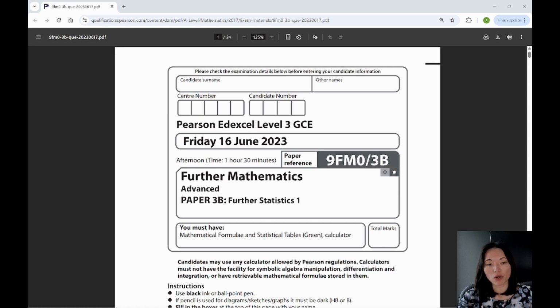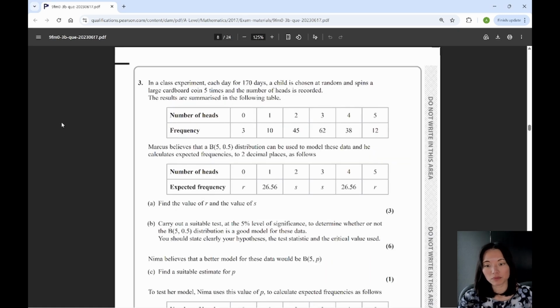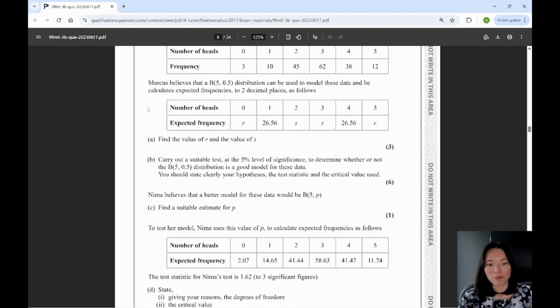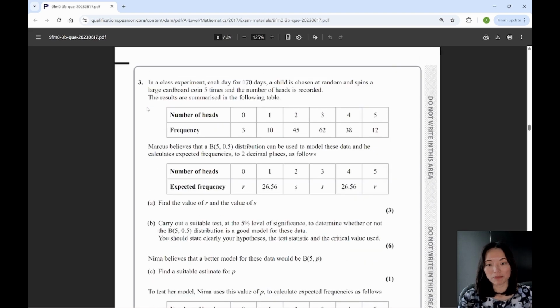We're going to look at question 3 of the 2023 A-level paper in further statistics. It's quite a long question, broken down into 5 parts, A to E. Let's look at one part at a time.